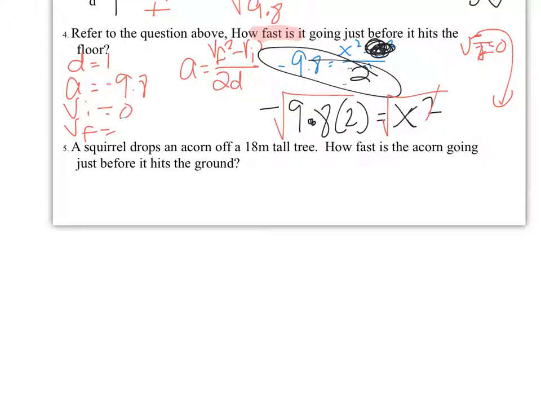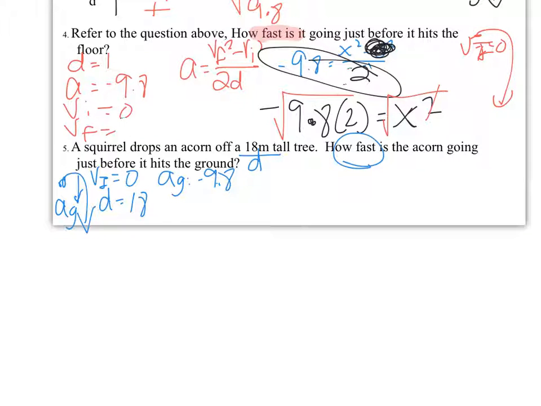For our next one, a squirrel drops an acorn. So again, by dropping that acorn, I know that my initial velocity is 0. An 18-meter tall tree, that's a displacement. It's falling because of gravity, so I know I'm going to use my negative 9.8. And they ask us to solve for how fast. That would be a final velocity.